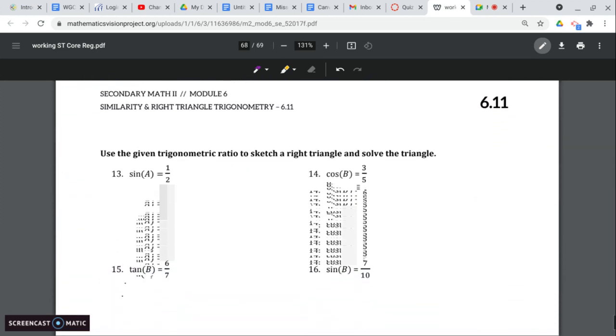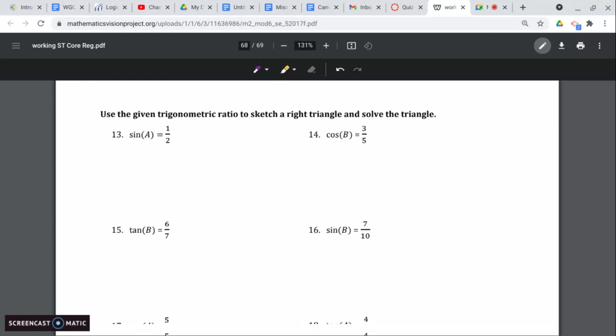Alrighty, so more using our trig ratios. Here we're using them so we can sketch out a triangle and then finish solving it. So for this, we have cosine of B equals 3 over 5. So we're going to have our triangle. We'll make this B, A, and C. So there's our right angle. Now, if cosine of B is 3 over 5, 3 is the adjacent, so that would be this side here. 5 is the hypotenuse, so that would go right there.